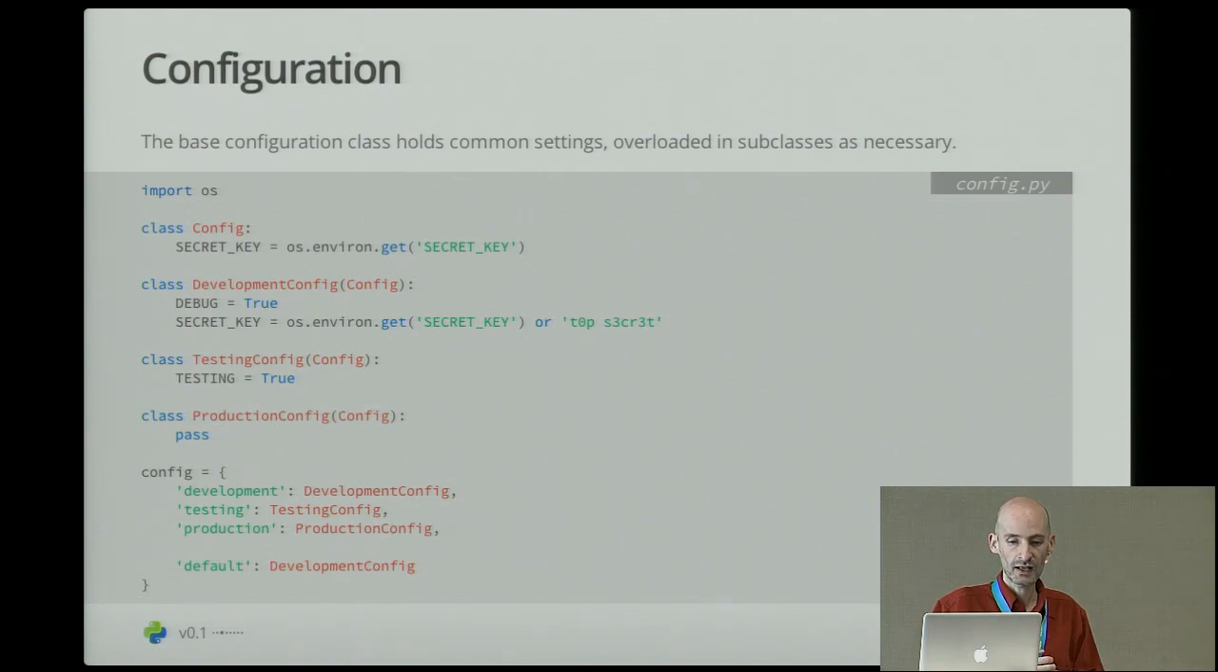The testing configuration has a testing setting. I'm just setting it to true. And then later I can check in the code if I'm in testing mode by looking at that. And then finally for production, I've got nothing so far. So that's empty. At the bottom, I have a little dictionary that basically puts all my configurations in a structure that I can use. So I give them a name to each of them, and I name the development config as the default. So that one will be the one that I'm going to use if I don't say which one to use.